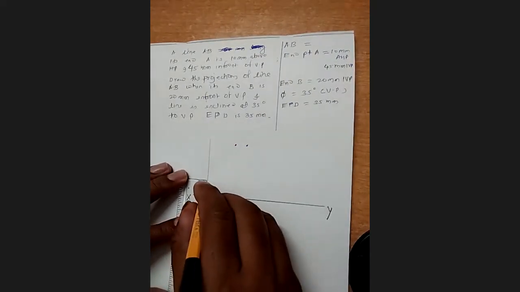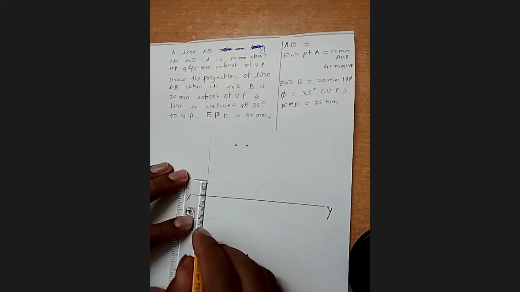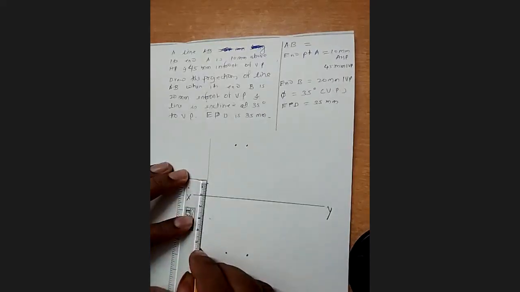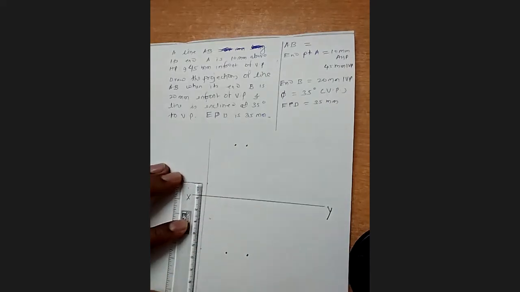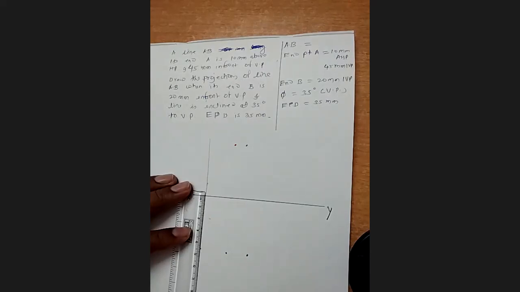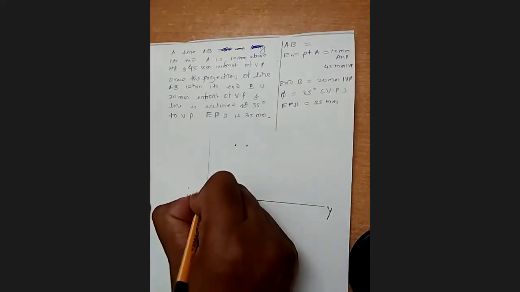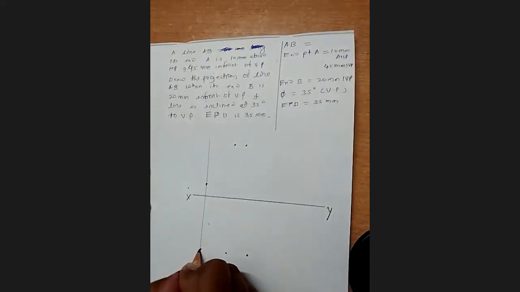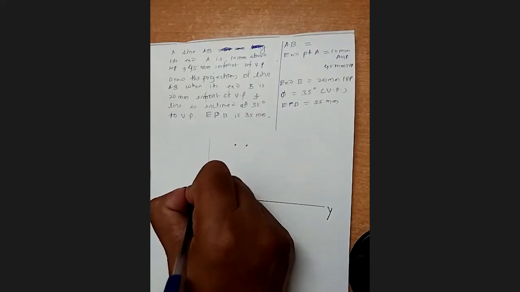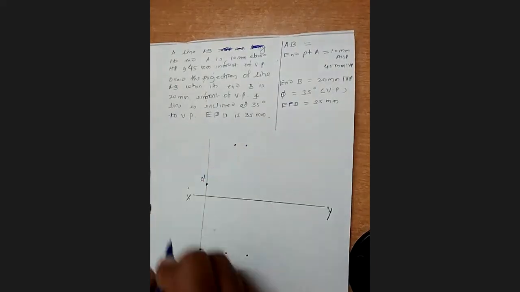Let's take 10 millimeter, then 45 millimeter. So here, okay, this is what 45 millimeter. These 2 points you are going to get here for A. Of course, the point above the XY line will be A dash, and I will name this point as A.